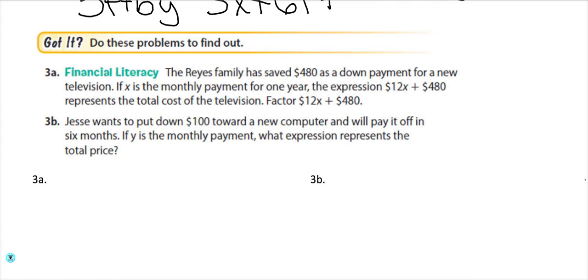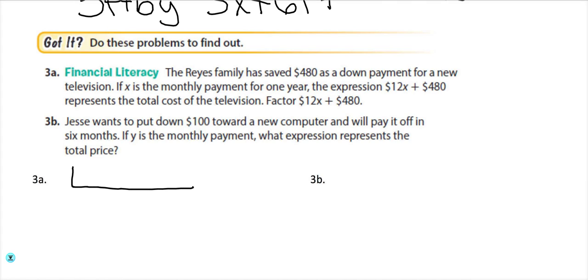So we're going to look at financial literacy again. The Reyes family has saved $480 as a down payment for a new television. If X is the monthly payment for 1 year, the expression 12X plus $480 represents the total cost of the television. Factor 12X plus 480. So we're just factoring this one out.